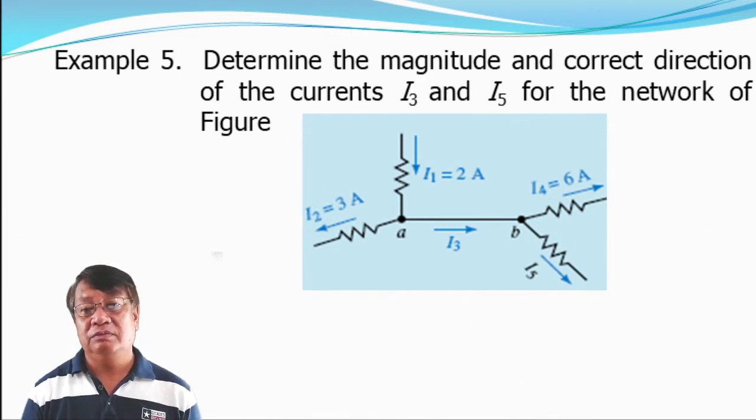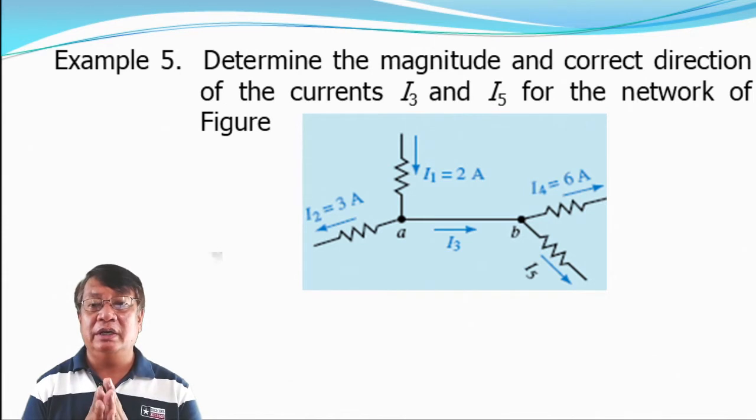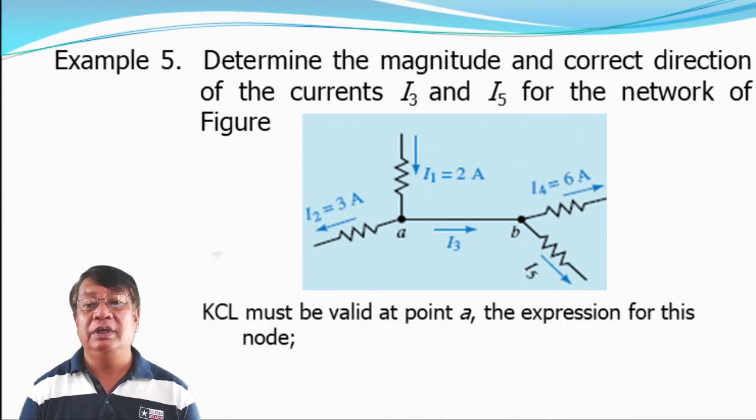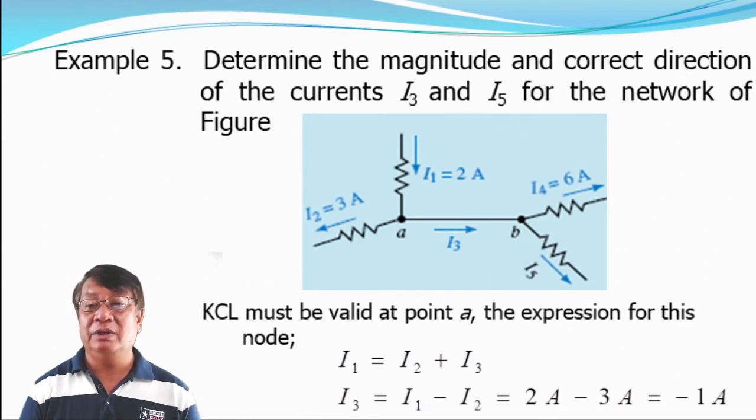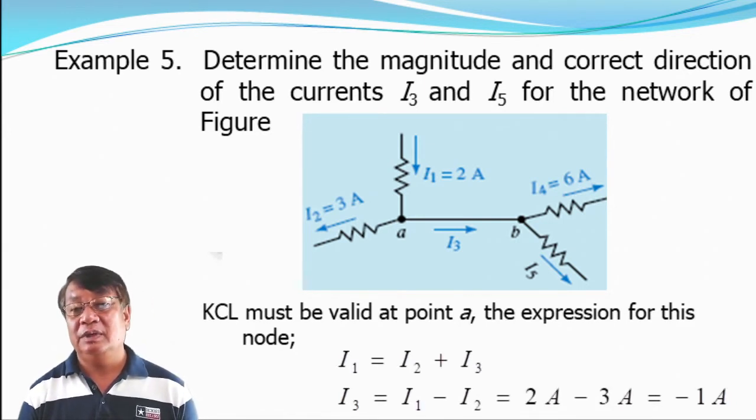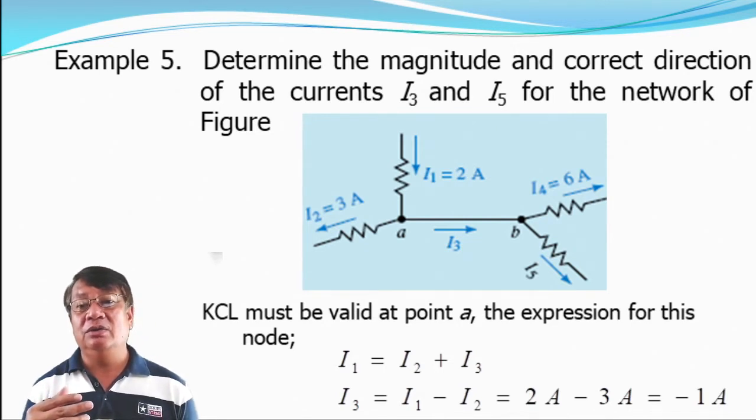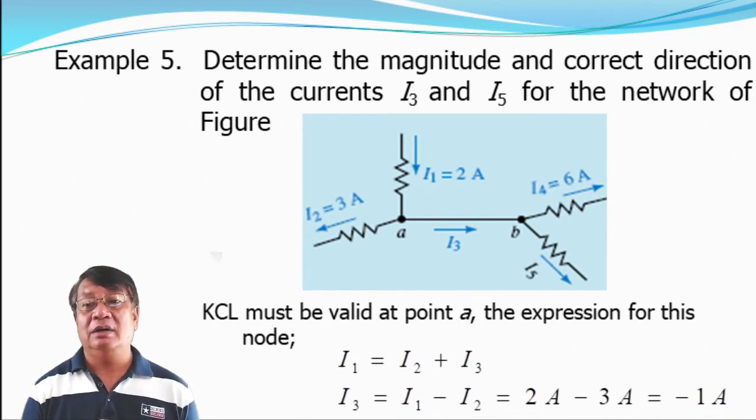Here we are going to consider two nodes, node A and node B. First, let us consider node A. At point A, we have this expression: I sub 1 entering node A is equal to I sub 2 plus I sub 3, the two currents leaving node A.